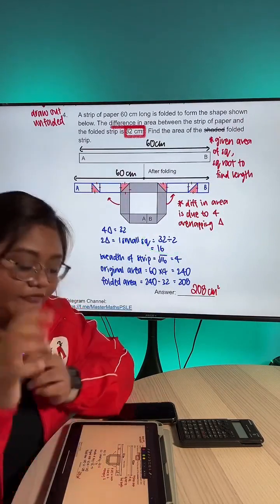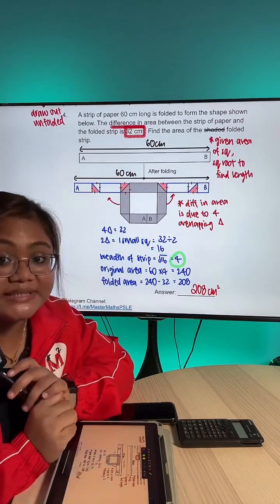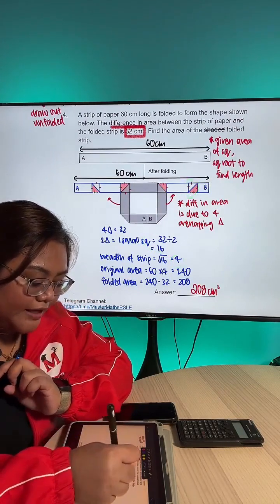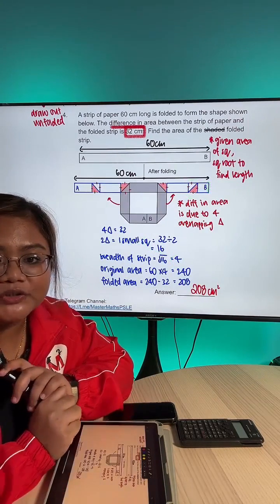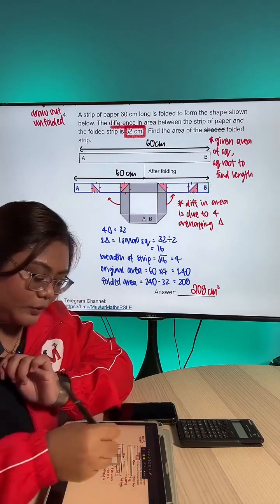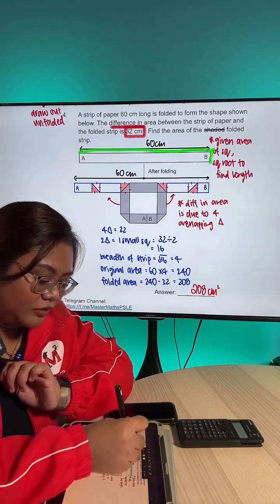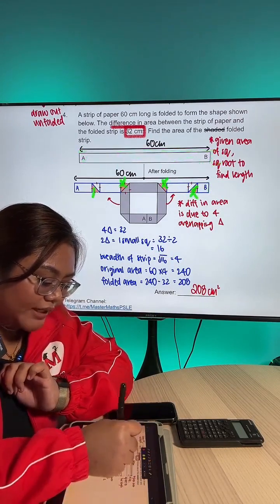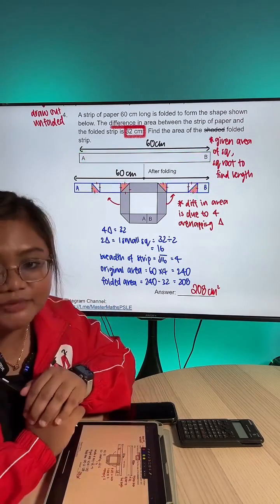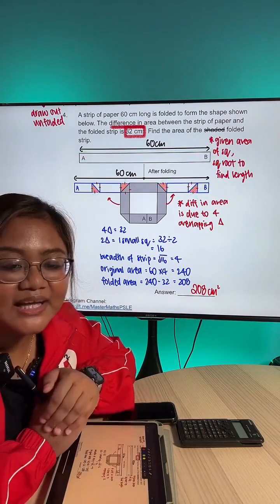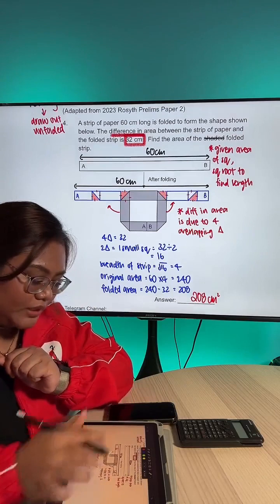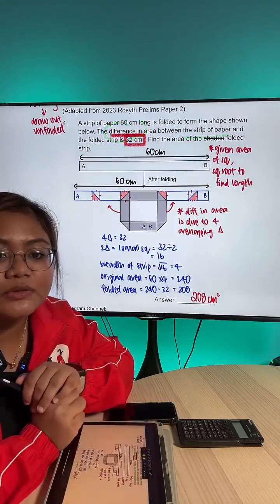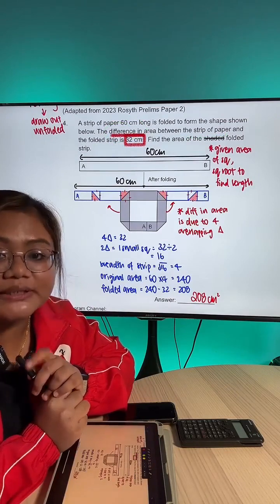And therefore, the breadth of the strip will be 4. Square root 16 is 4. So 4 times 4 gives us 16. That's why we have the breadth as 4. So now we have the breadth as 4. We can take 60 times 4 to give us the big one. And we take away the 32 from the 4 triangles to give us the folded strip. Okay? How did I get 32? The question told me. The difference in area between the strip of paper and the folded strip is 32. The question told me it's 32. That's how I use 32.